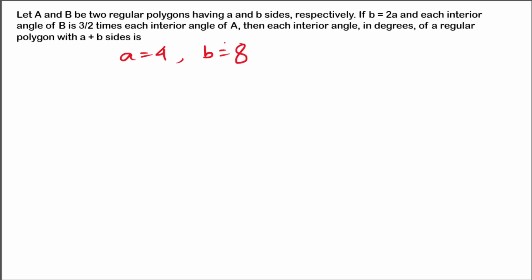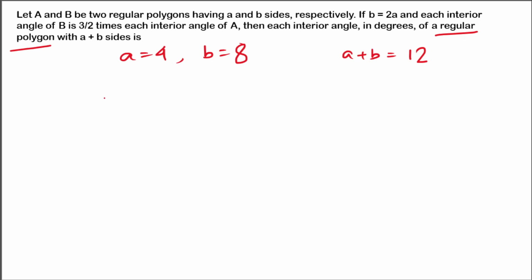So we have to read the problem better. What is the problem? What the problem wants us to find is a polygon with A plus B sides. So what is A plus B? A plus B is 12, and then also there is a regular polygon, and we have to find out the measure of one interior angle.